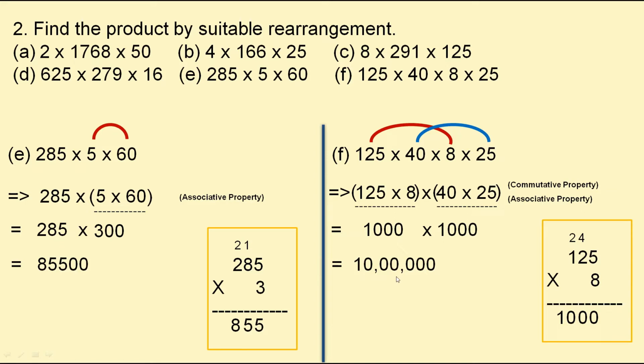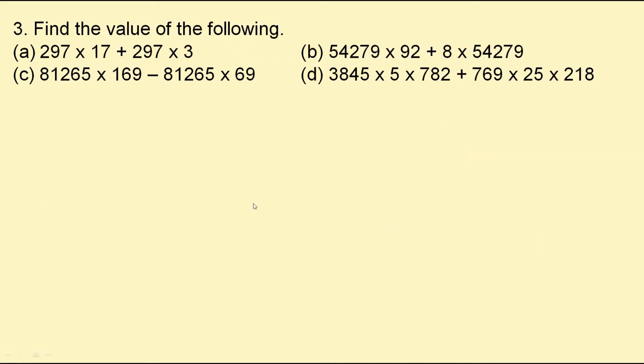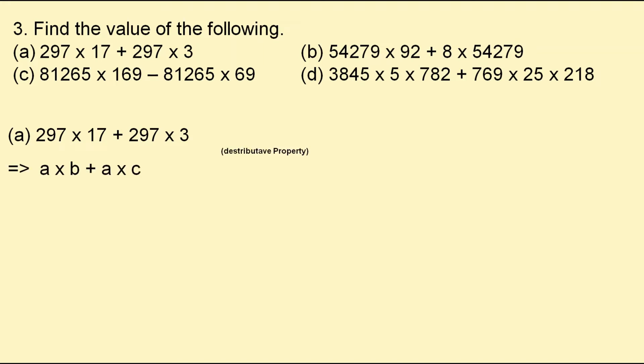Okay, now let's move to the next question, that is third question. Find the value of the following. Here this is the first equation. Now if you look carefully at the question, you will understand that it is similar to distributive property. Okay, see here A is repeated and here 297 is repeated, and here these are two different numbers with multiplication sign, and here in between plus sign is there.